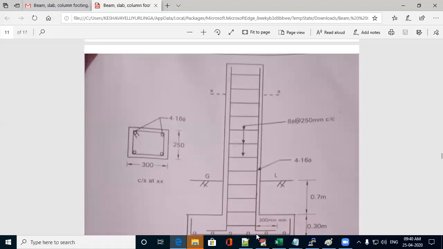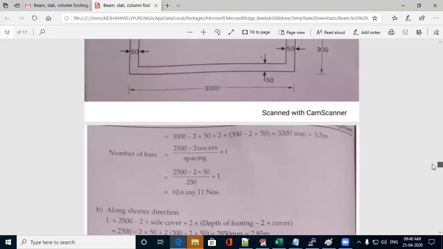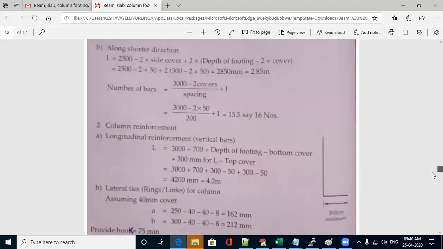The length of this vertical bar is calculated as follows. The total length will be 3 meter plus 0.7 meter plus 0.3. From that you have to deduct the bottom and top covers, and you have to add this 300 mm. That is for the L shape. So if you work out, it comes to 4.2 meters.